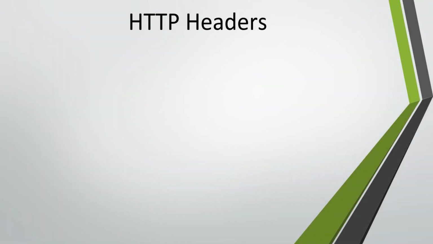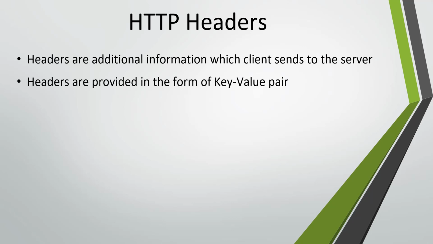Hello everyone. In this video, I'm going to discuss HTTP headers. So what are HTTP headers? You can consider the HTTP header as additional information that is sent by the client to the server. Headers are specified in the form of key value pairs, and there are two types of headers: request header and response header. There are many ways in which you can use HTTP headers.